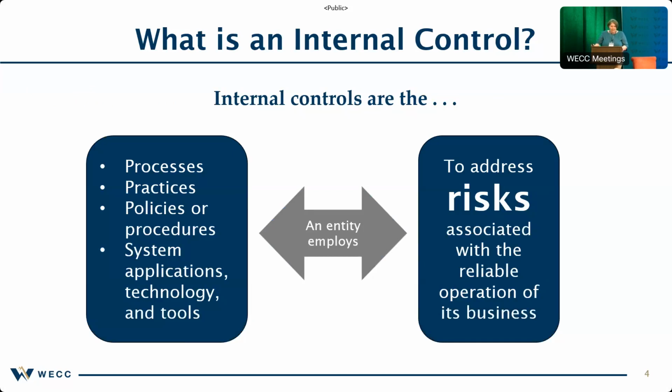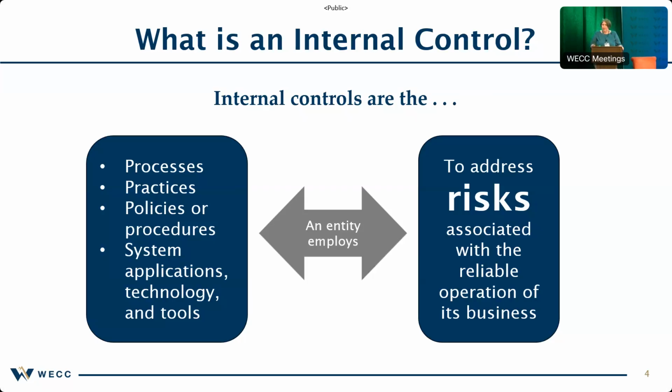The definition that I've put up here is the working definition from the ERO Enterprise today. Internal controls are the processes, practices, policies, or procedures, systems, applications, and technology tools an entity employs to address risk associated with the reliable operation of its business. But you'll notice I've separated this into 3 parts on the screen. So on the left-hand side, we have a list of discrete activities that would also be called control activities, if you've heard us use that term. In some definitions, you might also see mechanisms or techniques in this column.